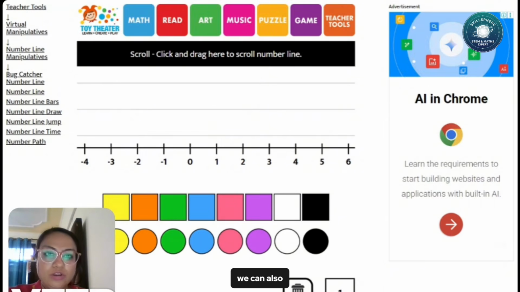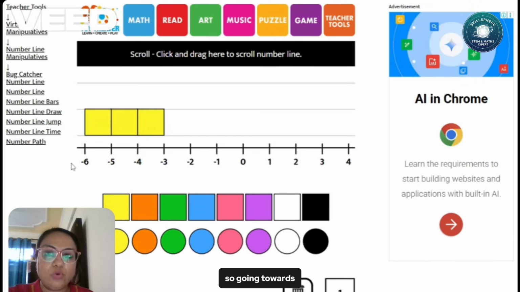We can also learn this using this toy theater integer line. You can drag and scroll from here to wherever you require. Now suppose you are over here at -6. Going from -6 to -3, how many steps are required? 1, 2, 3. Now over here, we have to name these yellows as +3. So going from -6 to -3, how many yellow tiles are required? We added +3. That's how we move it.